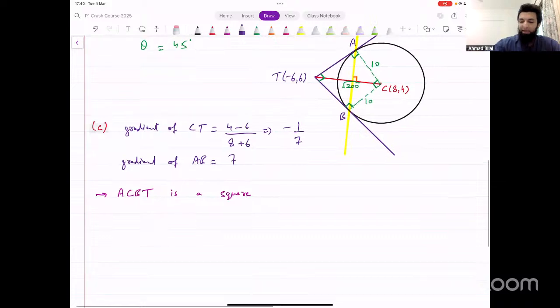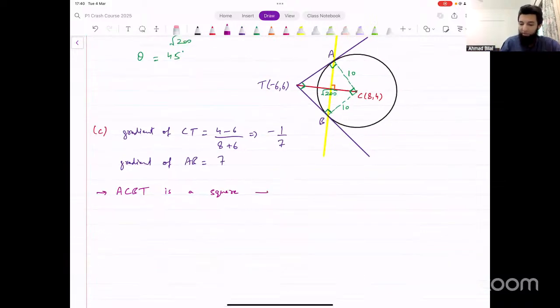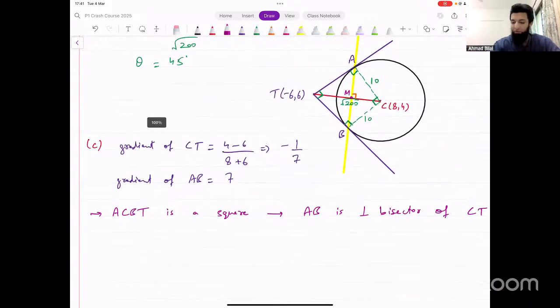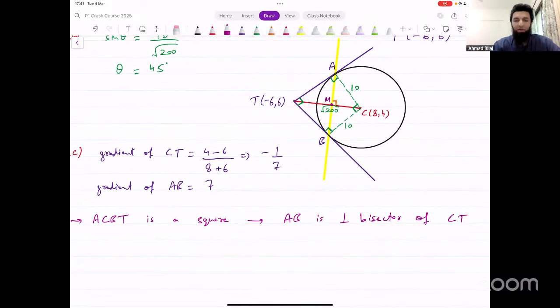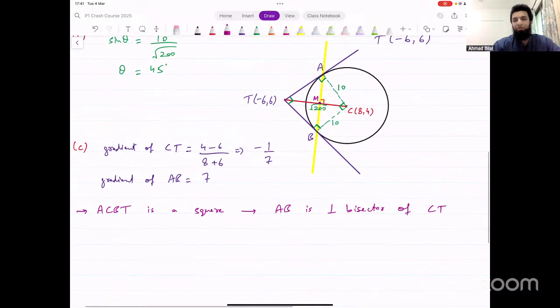So the line AB is actually going to be the perpendicular bisector of TC. That tells us that this point where AB intersects CT, if you call this M, it is supposed to be the midpoint of CT. You cannot assume that, right? You have to clearly show that it's a square. Write down that it's a square. Since it is a square, this point is the midpoint.